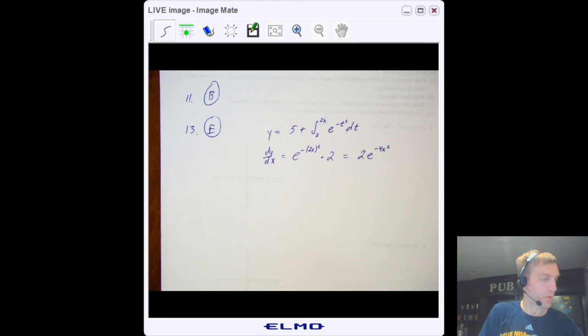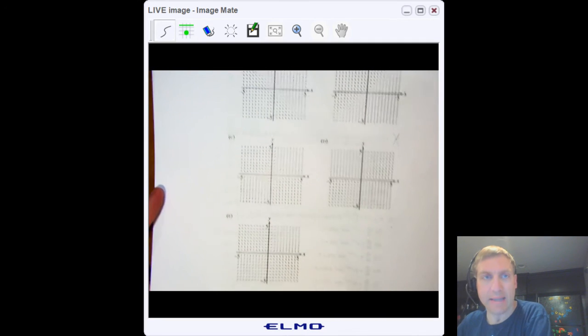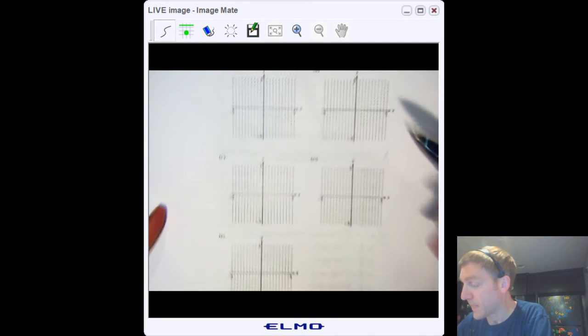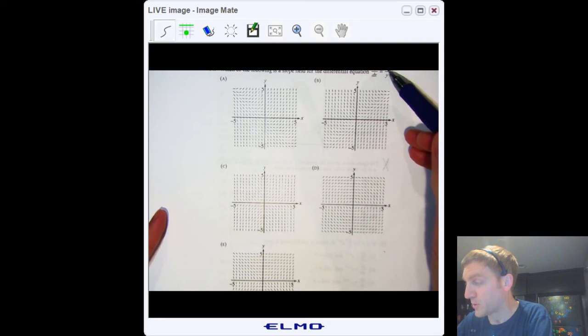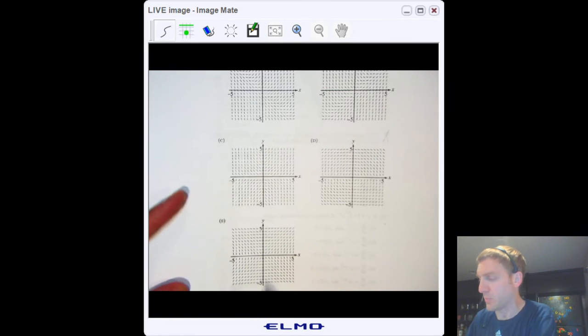All right, 14. Most of you got this one as well. A slope field, just matching a slope field to the differential equation. It's x over y, so the slope should be 0 when x is 0 and undefined when y is 0. So it's horizontal lines along the y-axis, vertical lines along the x-axis. And which one is that? That is E. That matches up with E.